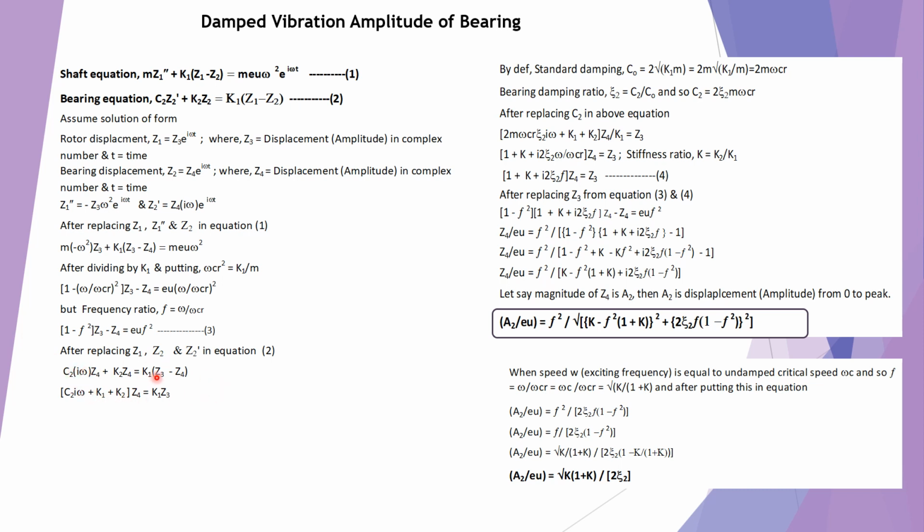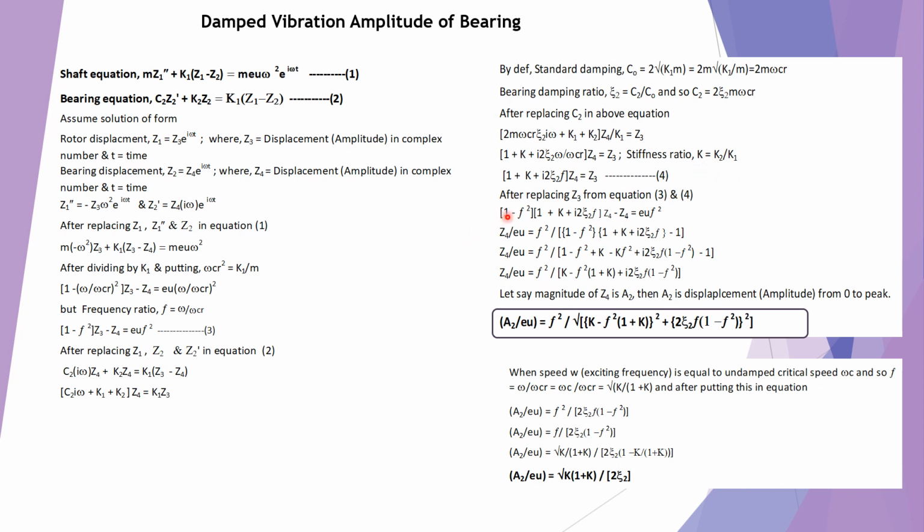After replacing Z1, Z2 and Z2 dash in equation number 2, we can write (C2 i omega plus K1 plus K2) into Z4 is equal to K1 into Z3. Again, by a standard definition, we can write C2 is equal to 2 zeta 2 m omega CR. After replacing C2 in the above equation, on simplification we can write (1 plus K plus i 2 zeta 2 f) Z4 is equal to Z3. This is equation number 4, where K is K2 by K1, the stiffness ratio.